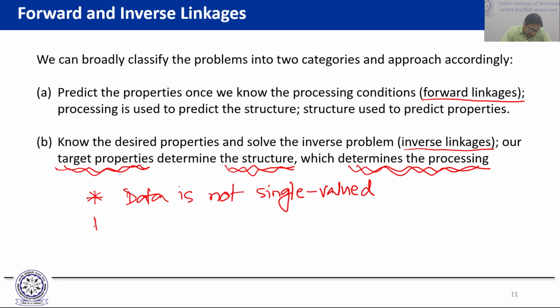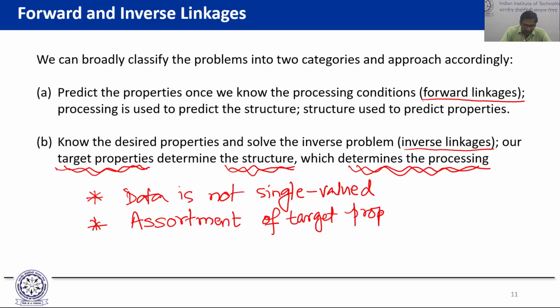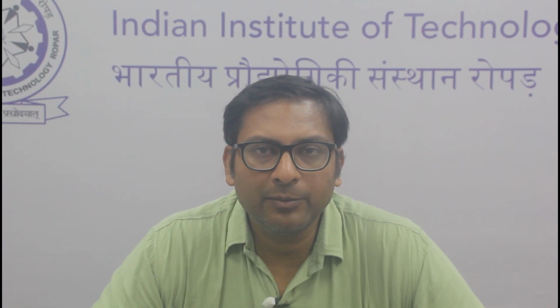Second is, when you are looking at engineering problems, you are usually not going to look at only one single target property, but you might be looking at an assortment of different types of target properties. And it may so happen that one of those properties in this assortment would be related with one type of structure, whereas the other properties might require a different type of structure. So in such a case, if you are looking at it as an inverse problem, this is going to become very hard to solve.